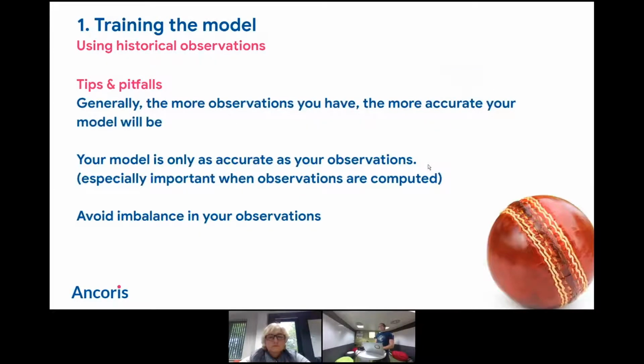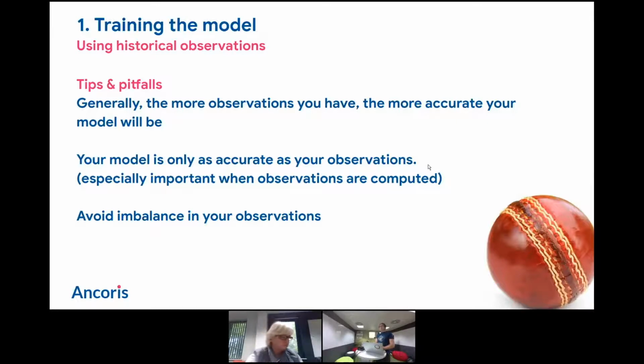On historical observations, a few tips and pitfalls to watch out for. As a general approach, the more observations you have, the more accurate your model will be. Now that's diminishing returns. If you had 10 lines of training data, you're not going to get a very accurate model. If you had 1 million versus 100 million, you're going to get diminishing returns on the accuracy of that model between that million and 100 million. So be mindful of that.